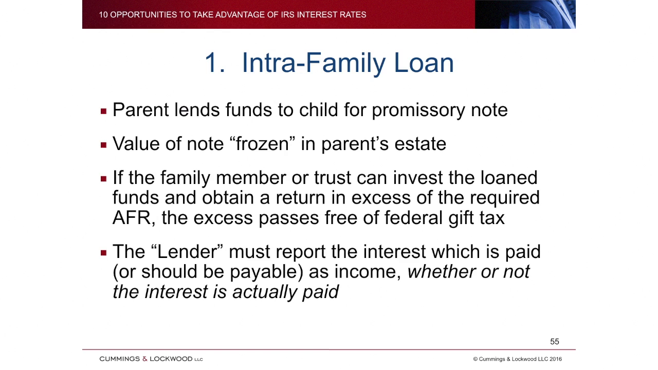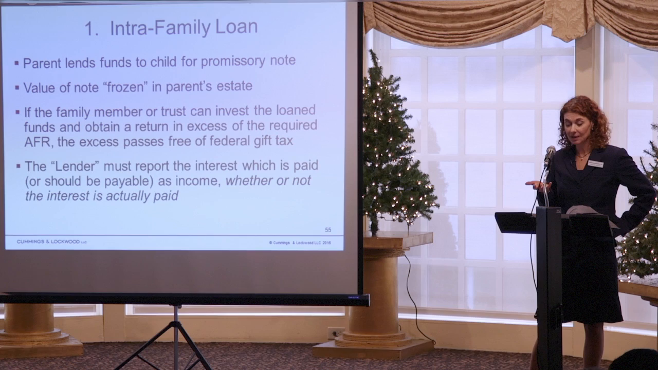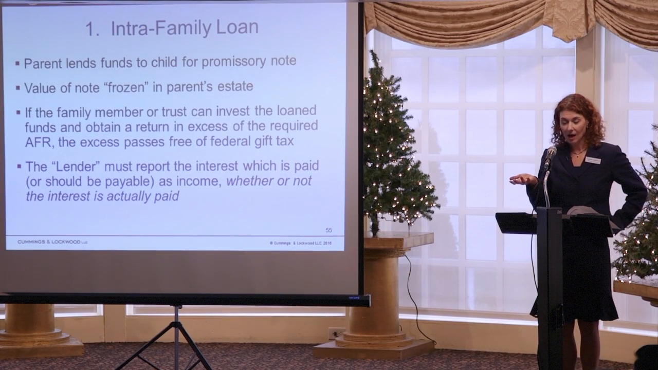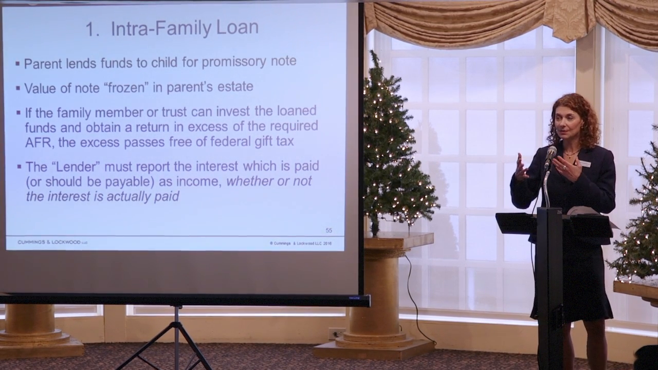The parent, very simple, will lend money to a child and take back a promissory note. We use the hurdle rate of the AFR, and which one you use depends on how long the loan is for. And if you do this transaction, the parent would die with the note, if it wasn't already paid off before death, freezing the value at whatever they loaned the money for, and then any future growth and appreciation in the proceeds would happen on the children's balance sheet.